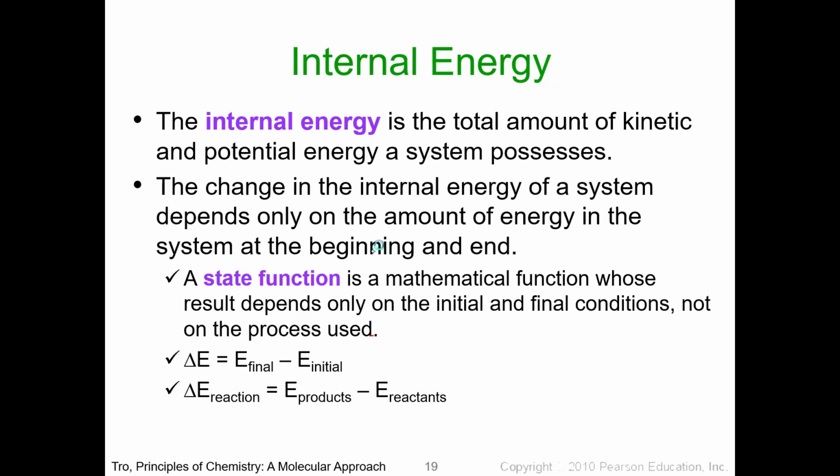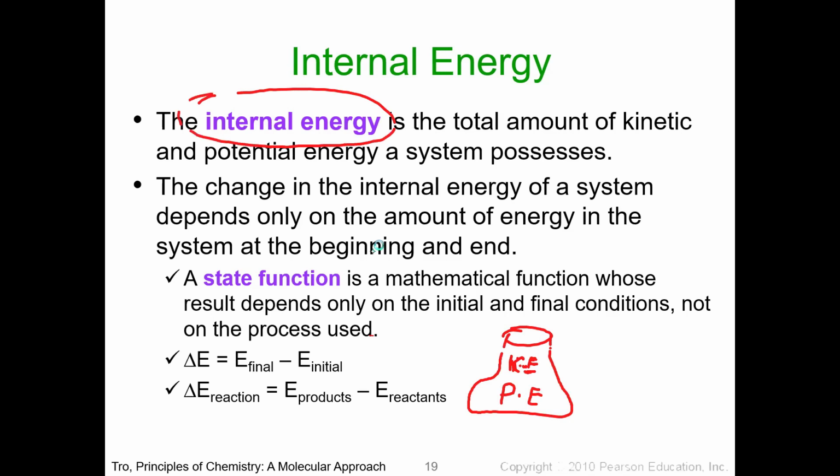Let's say, for example, you have your beaker, or you have your conical flask like this. So the summation of the kinetic energy and the potential energy in this system, if you sum them together, that is what we call internal energy. So internal kinetic energy plus the potential energy of a system is what we call internal energy.